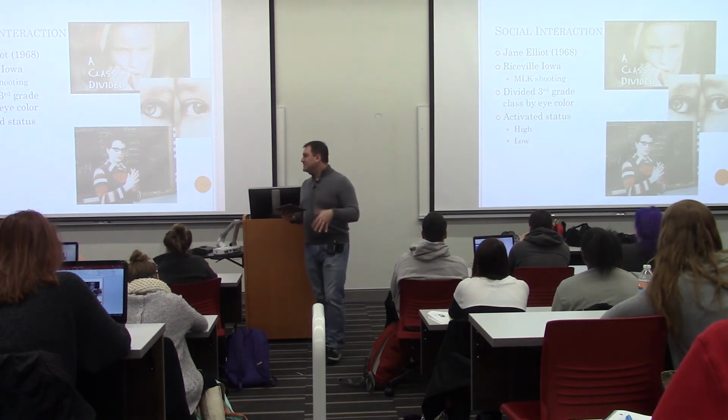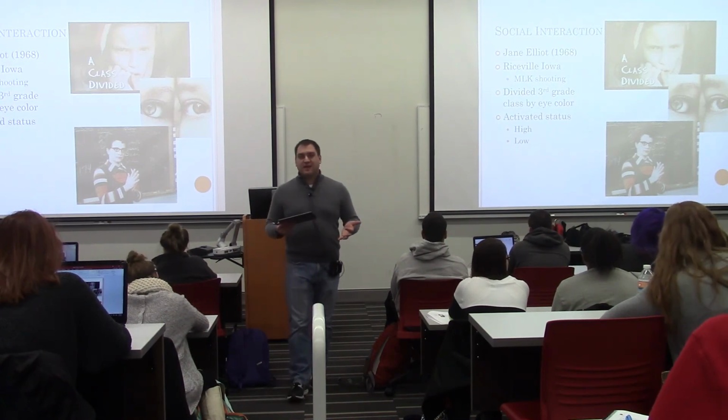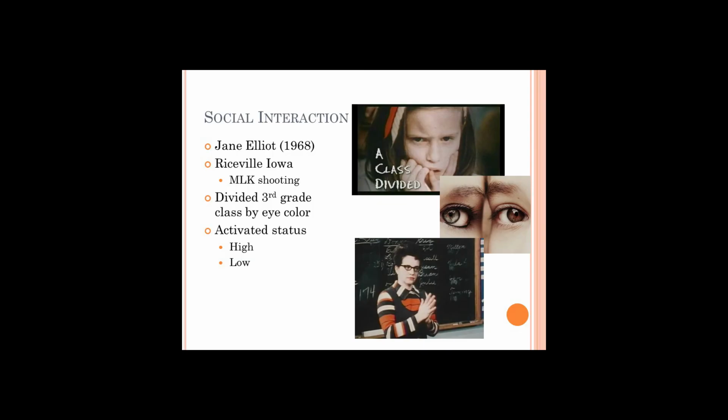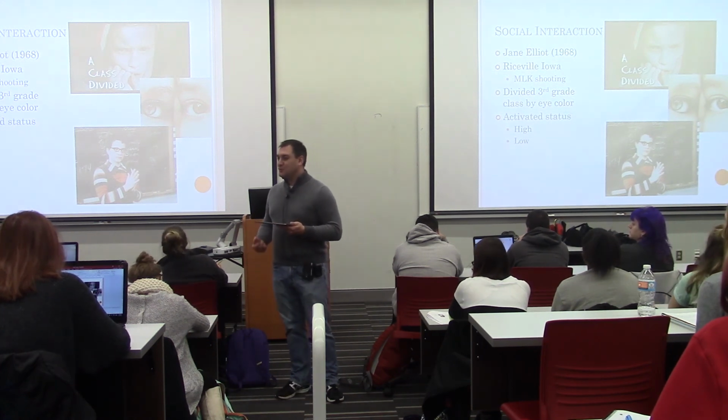So Elliot decides to put on this kind of experiment where she activates eye color as being a high status or a low status characteristic. Right? So she's trying to recreate this societal effect of skin color being considered a high status or a low status characteristic. But since she has this classroom filled with white students, she decides to split the class into brown-eye students and blue-eye students. So she activates blue-eye students as being the high-status group and brown-eye students being the low-status group. It was actually really easy.